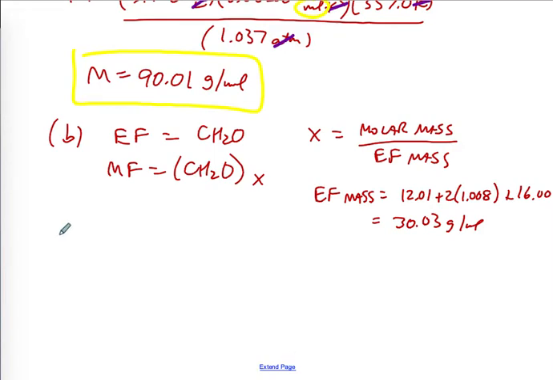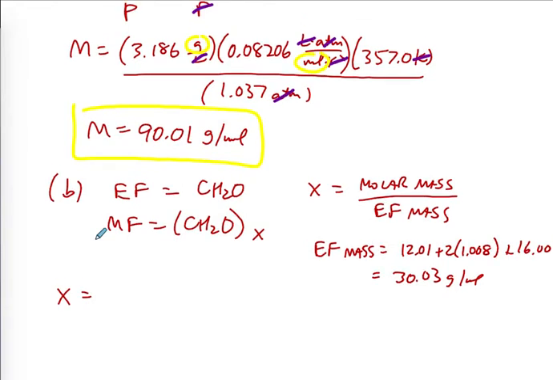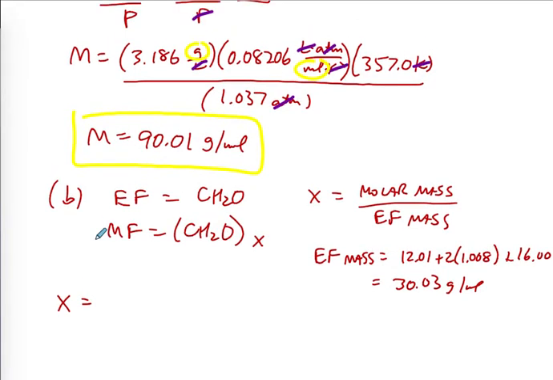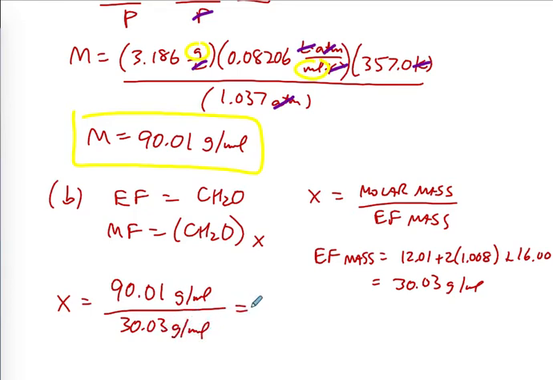Now, to calculate this integer x, x is the molar mass. Back in Chapter 7, I simply gave you the molar mass. Now, we're calculating the molar mass ourselves given the density of the gas at a certain pressure and temperature. So I'll take the calculated molar mass, 90.01 grams per mole, divided by the empirical formula mass, 30.03 grams per mole. Remember, this step must give you something very close to an integer. In this case, the integer is equal to 3.